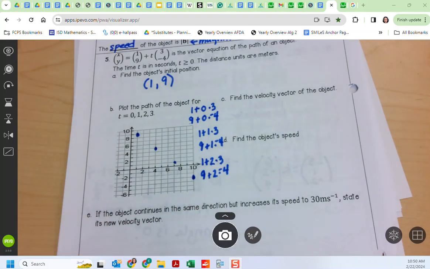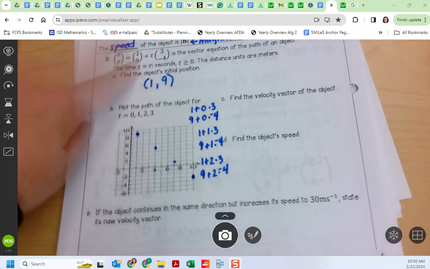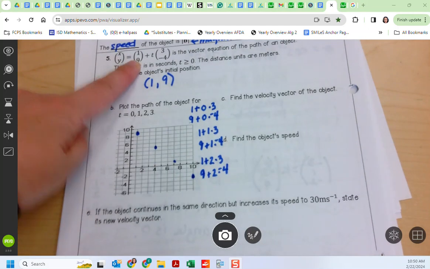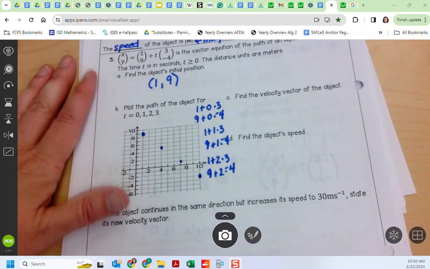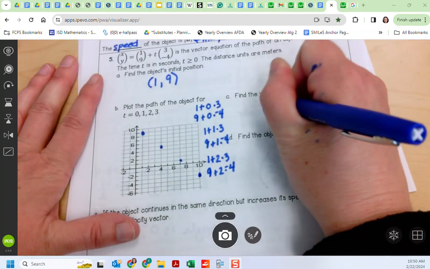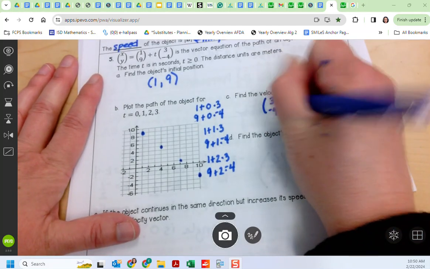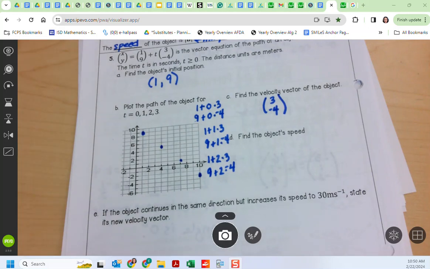Find the velocity vector of the object. Well, if this is the initial position, then that means this one is the velocity vector. So it's just 3, negative 4. And to find the speed, we just need to find the magnitude. So find the magnitude of that vector.